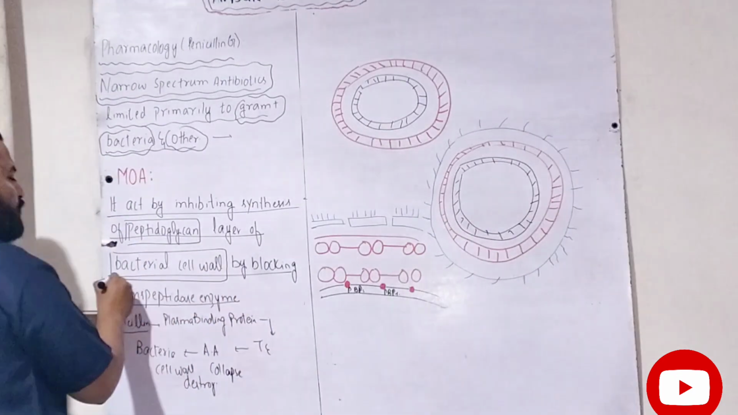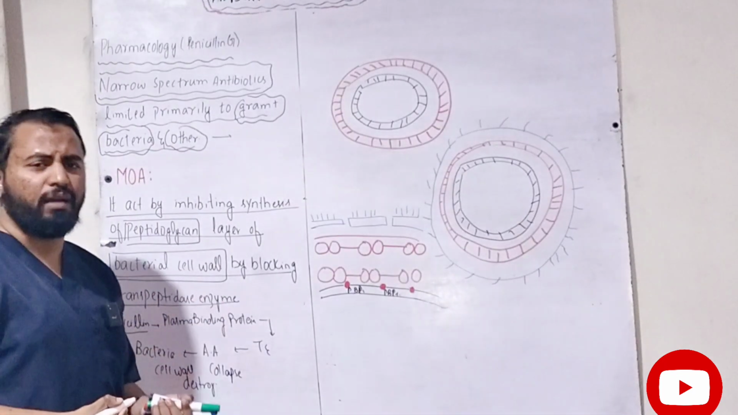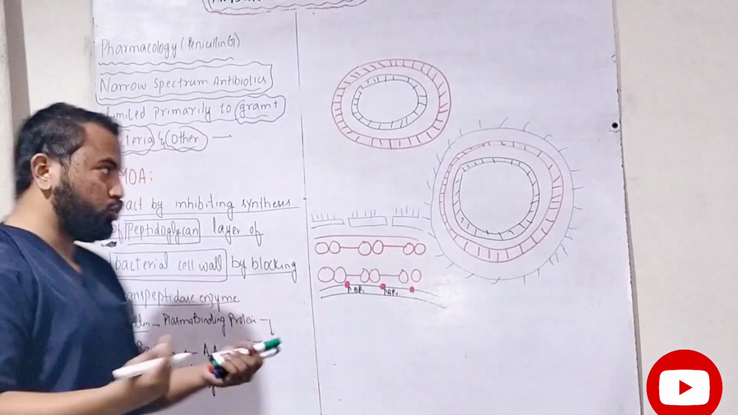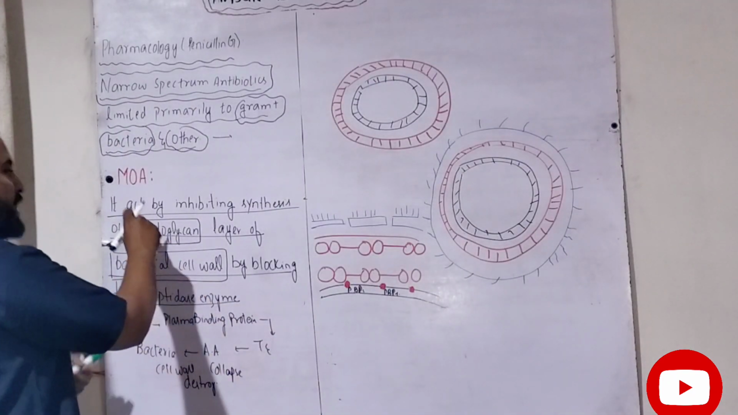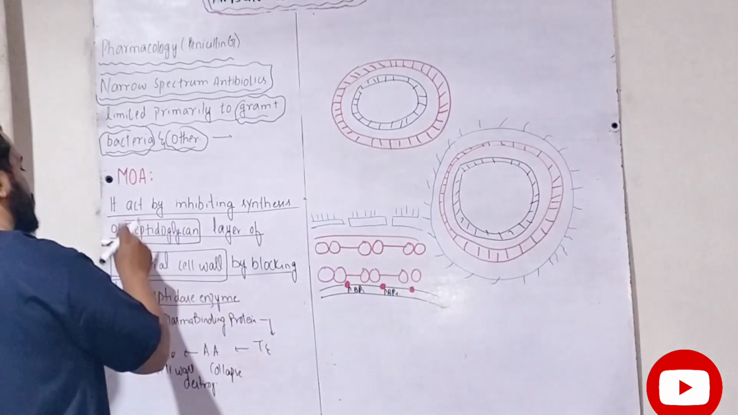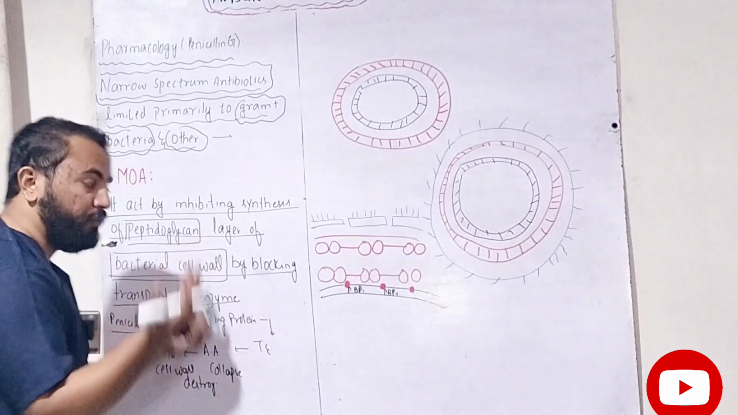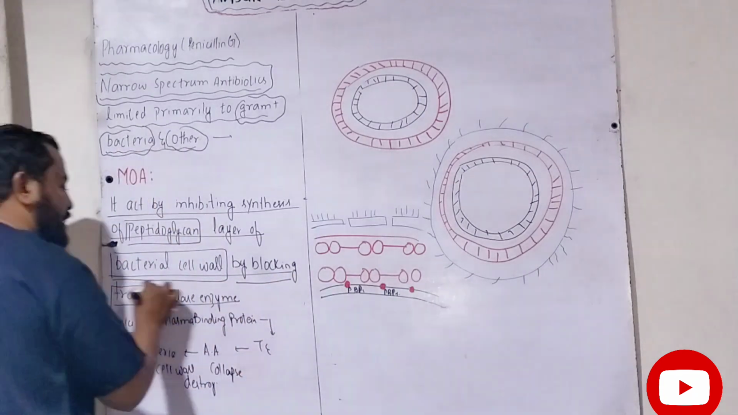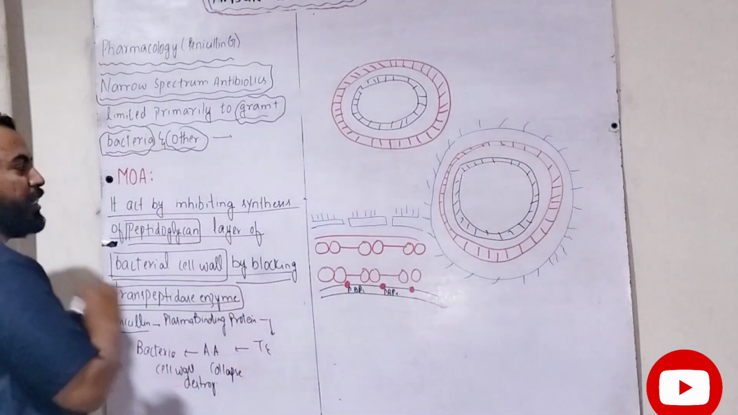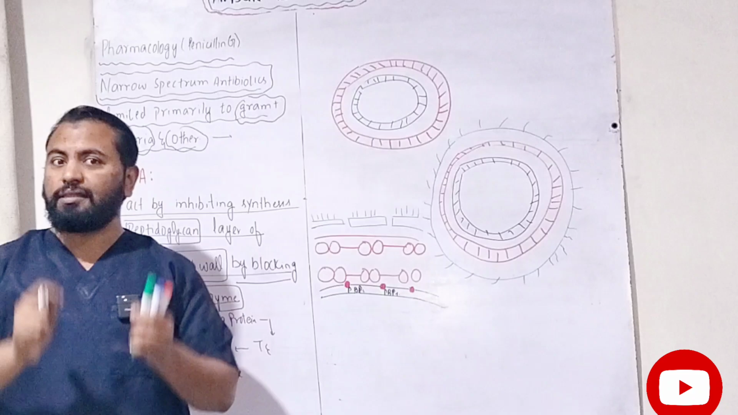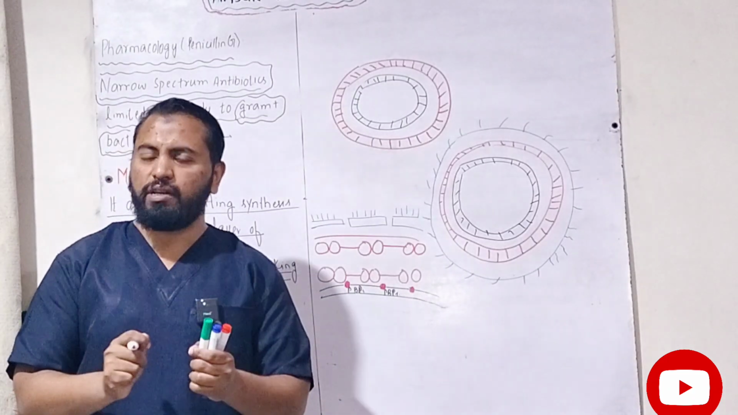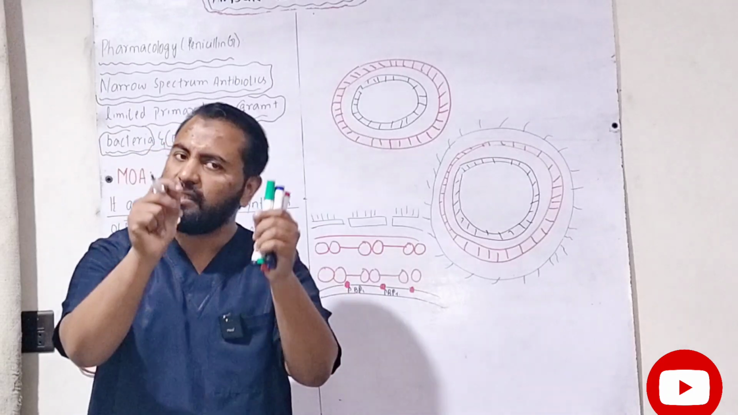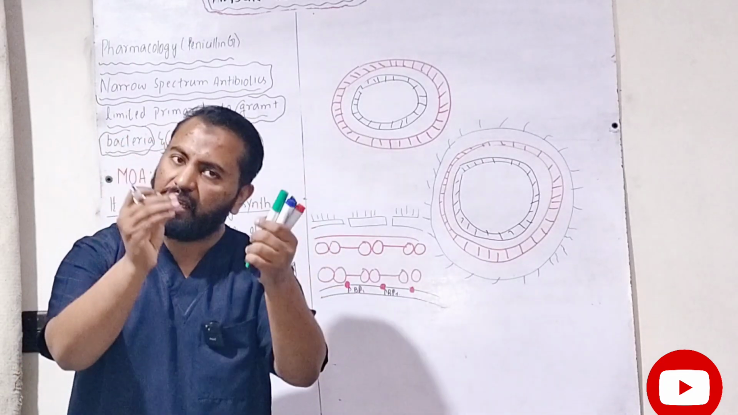You know that is a very basic concept: the cell wall of the bacteria is made up of peptidoglycan. So first of all, it acts by inhibiting synthesis of the peptidoglycan layer of the bacterial cell wall. How? By blocking the transpeptidase enzyme activity. When this activity is blocked, the bacterial cell wall bursts and the bacteria die.